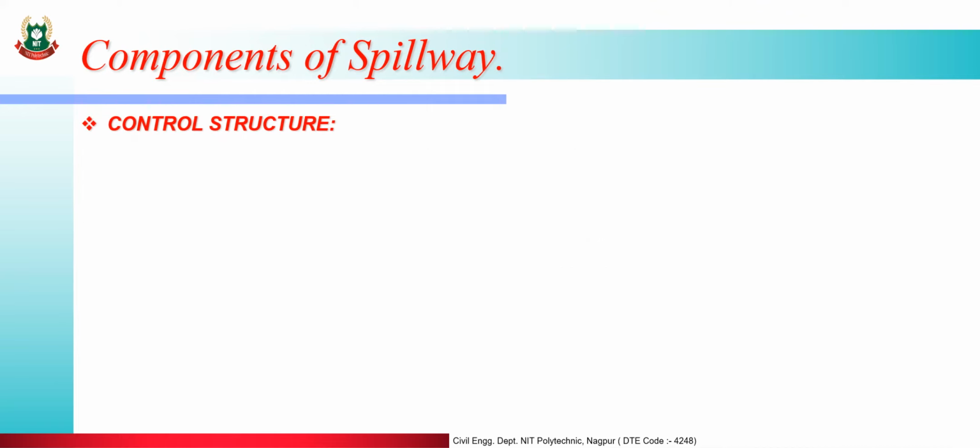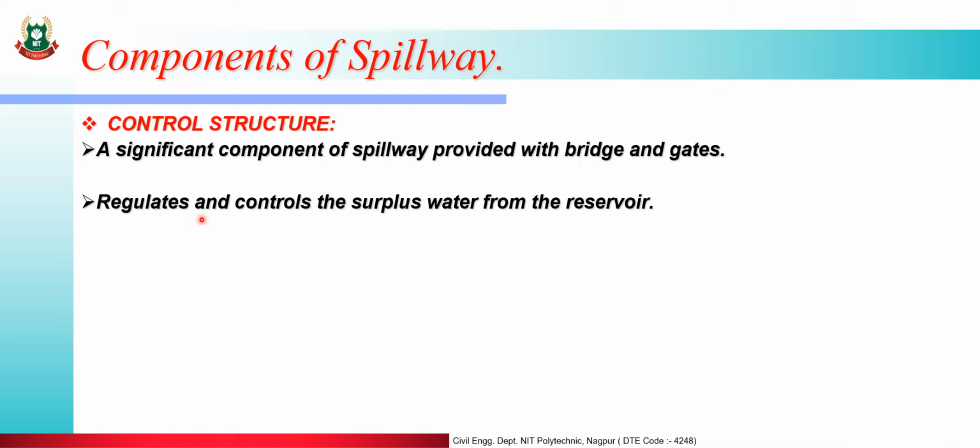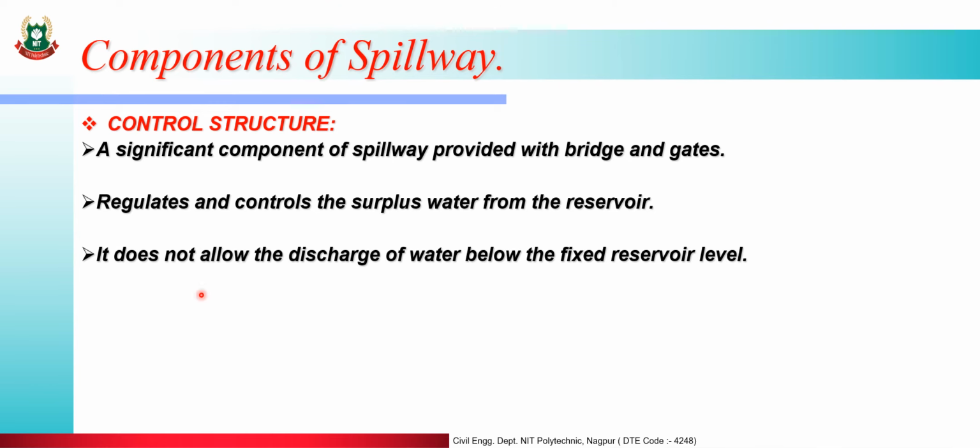Second part is the control structure. A significant component of the spillway, provided with a bridge and gates, it regulates and controls the surplus water from the reservoir. It does not allow the discharge of water below the fixed reservoir level.